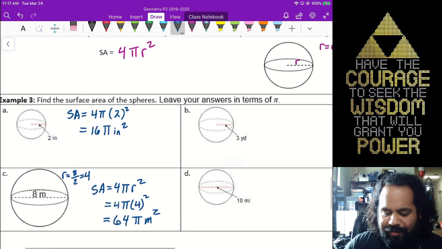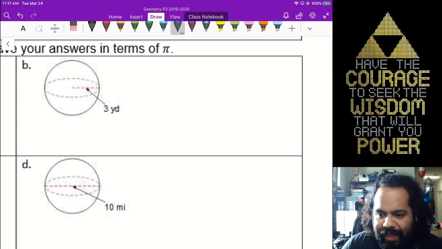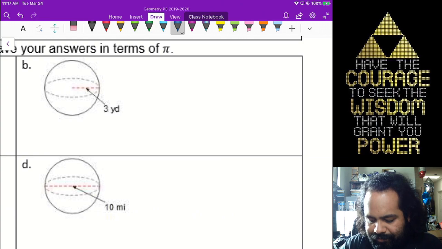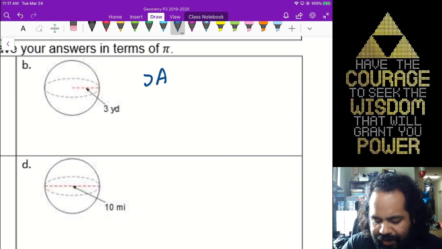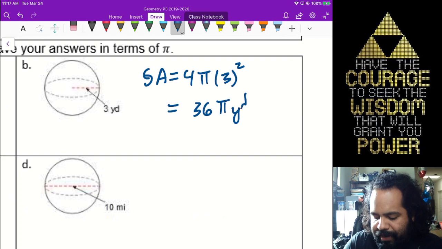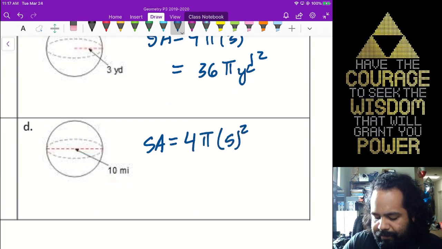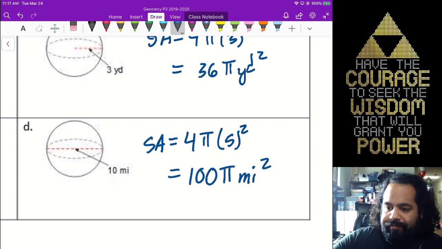Anyways, I want to hear some answers from y'all. What are the surface areas of our two? 36 pi and 100 pi? Yep, those are correct. Yes, those are correct. Surface area, 4 pi times 3 squared, 36 pi yards squared. And then again here, surface area, 4 pi 5 squared. So that's 100 pi miles squared.